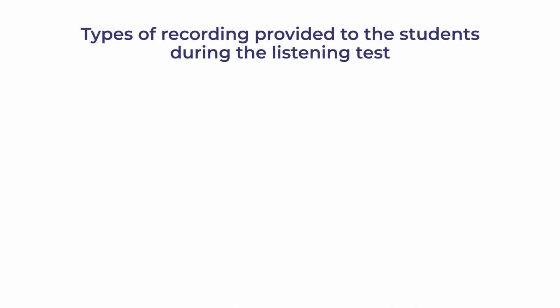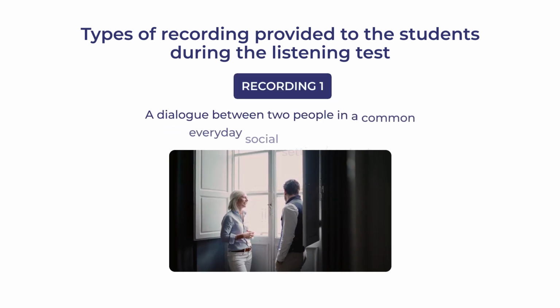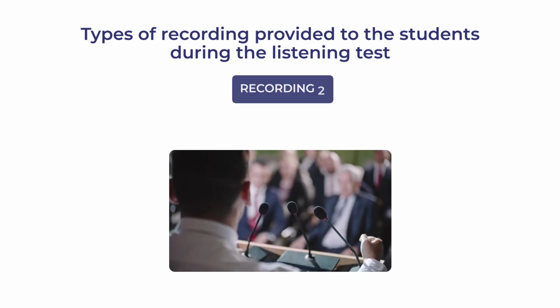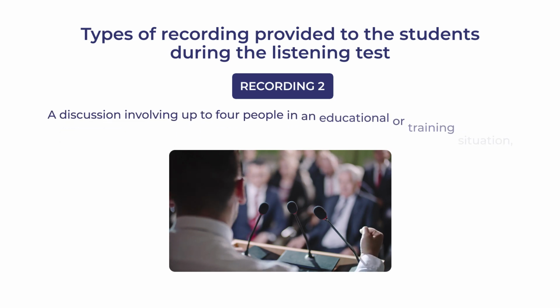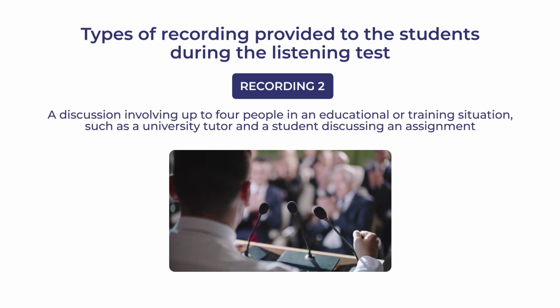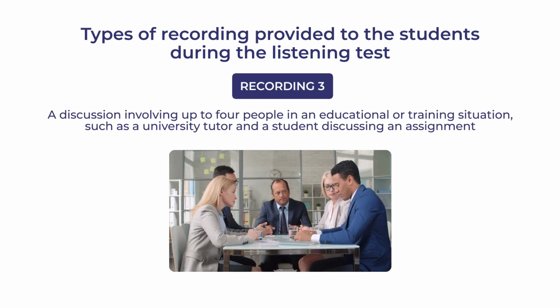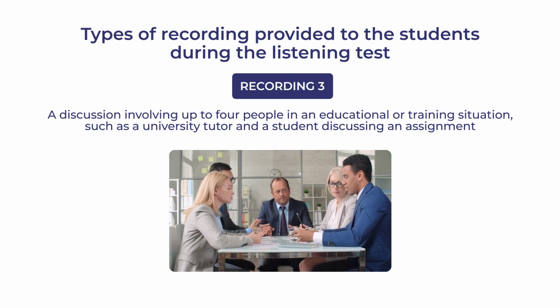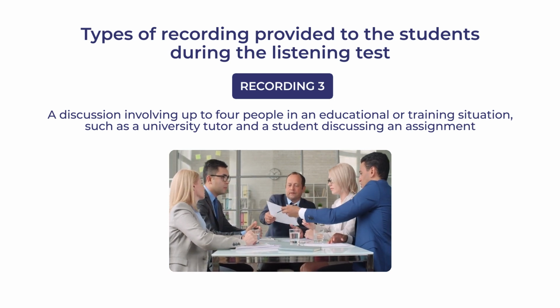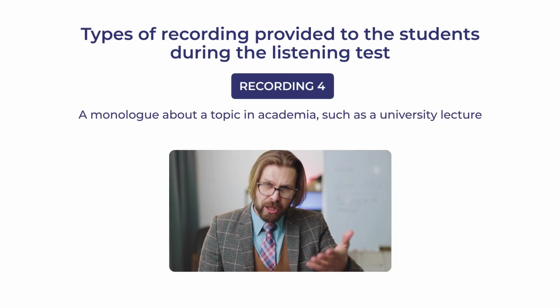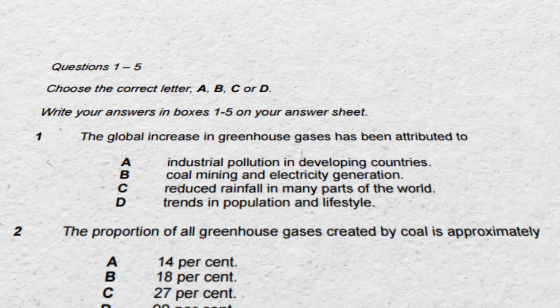Following are the types of recording provided to students during the listening test. Recording 1: a dialogue between 2 people in a common everyday social setting or context. Recording 2: a monologue set in an everyday social setting, such as a speech about community facilities. Recording 3: a discussion involving up to 4 people in an educational or training situation, such as a university tutor and a student discussing an assignment. Recording 4: a monologue about a topic in academia, such as a university lecture.